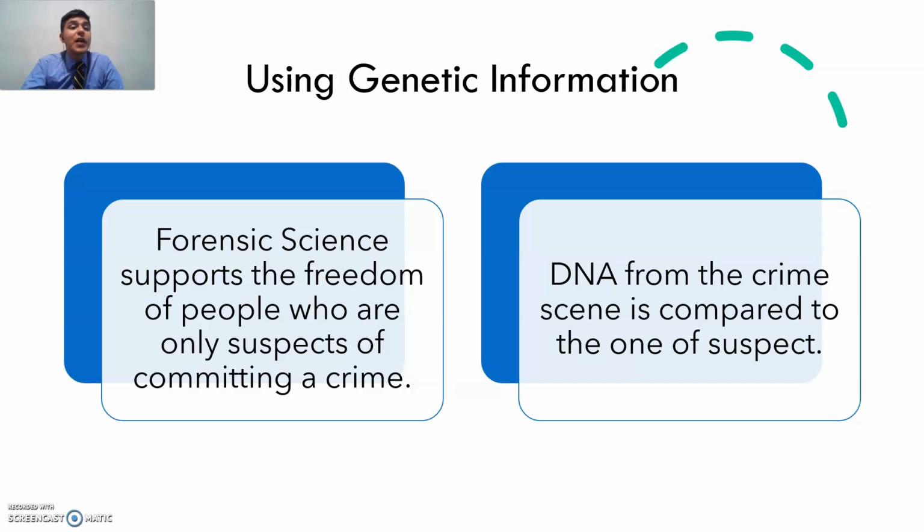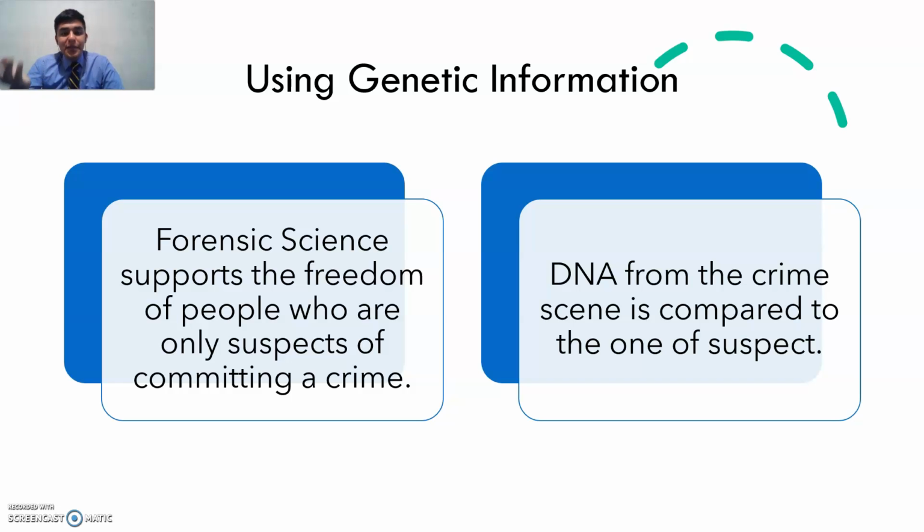DNA information can be found in many things. It can be found in your hair, in your saliva, in your blood, and many other things. Okay, so this is how scientists can actually use the genetic information from a crime scene in order to identify who the killer actually was.